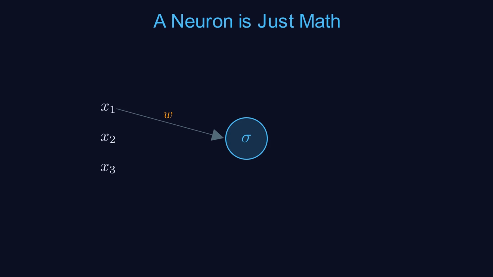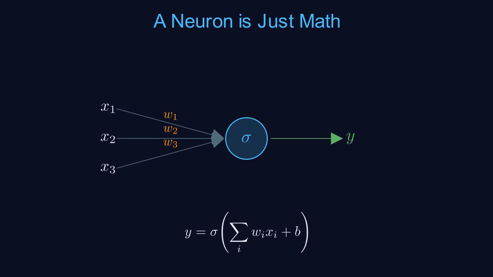Let's understand how. A neuron is just math. Take some inputs, x1, x2, x3. Multiply each by a weight. Add a bias. Push it through an activation function. That's it. That's a neuron. The formula: y equals sigma of the sum of wi times xi plus b.